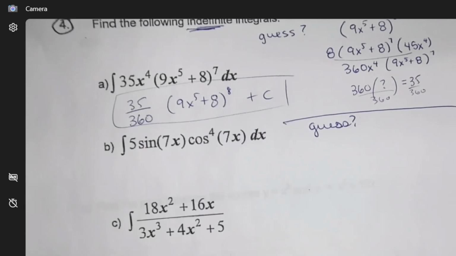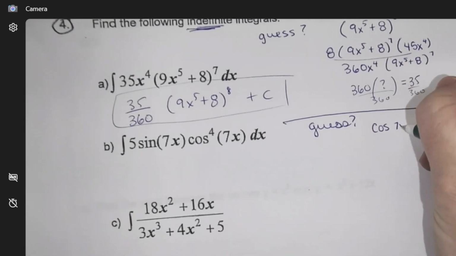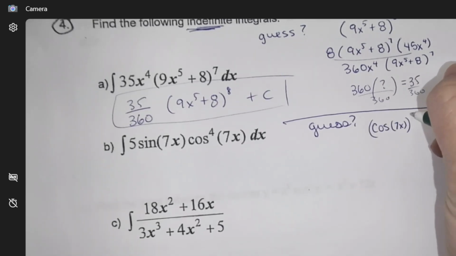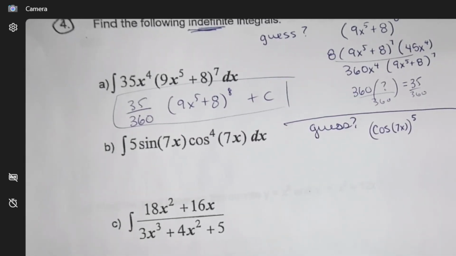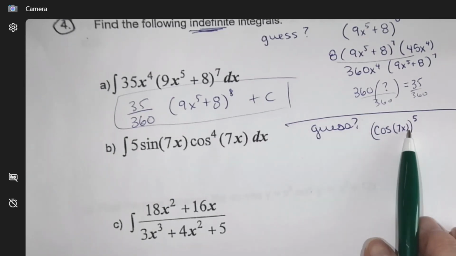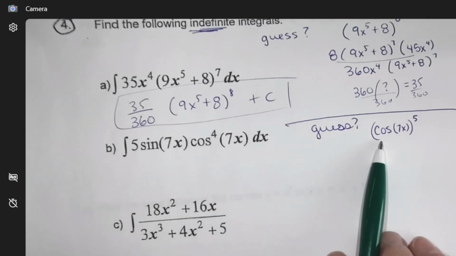Okay, B. You have to develop your guess or else you're not going to get very far. Okay, what do you think we started with? What's your educated guess here? Cos 7x to the 5. We started with cos 7x to the 5 because I ended up with cos 7x to the 4 somehow. Okay, would we have seen that?